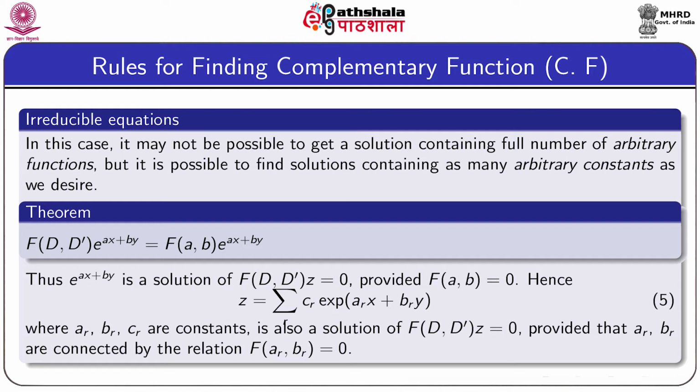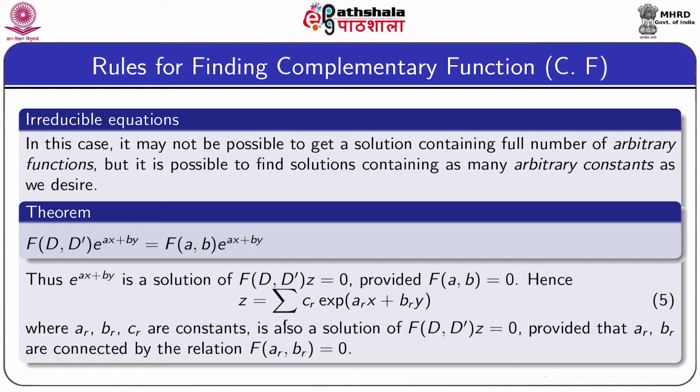To illustrate this idea, we shall take one example. Before going to the example, we need to explain one theorem which is stated here: F operated over e to the power (ax plus by) is equal to F(a, b) e to the power (ax plus by). The proof of this theorem is very simple, because we know that if we operate a differential operator on an exponential function, then the coefficient of x will come instead of D, and the coefficient of y, that means b, will come instead of D dash.